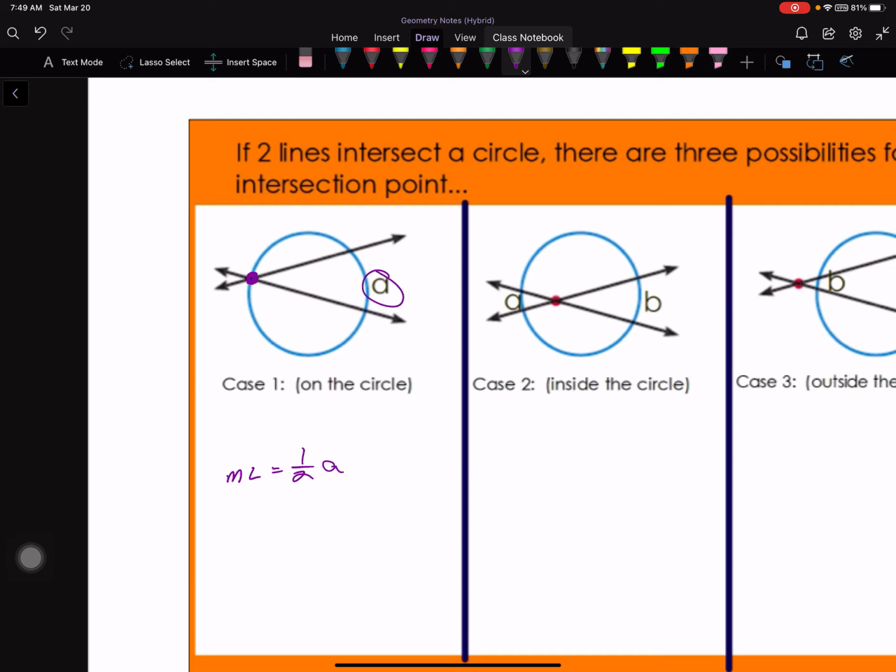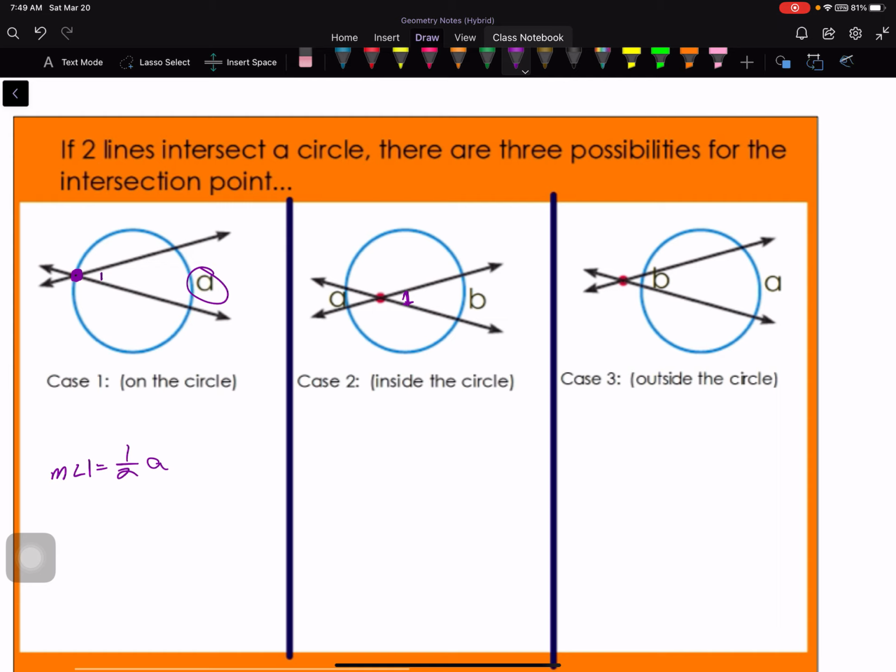I mean, you knew that. We did that in the last section. Let's call it angle 1. Let's give it a number. Angle 1 there. Okay, so the two new cases today are if we have the vertex inside of the circle or outside the circle. The two formulas are very similar.